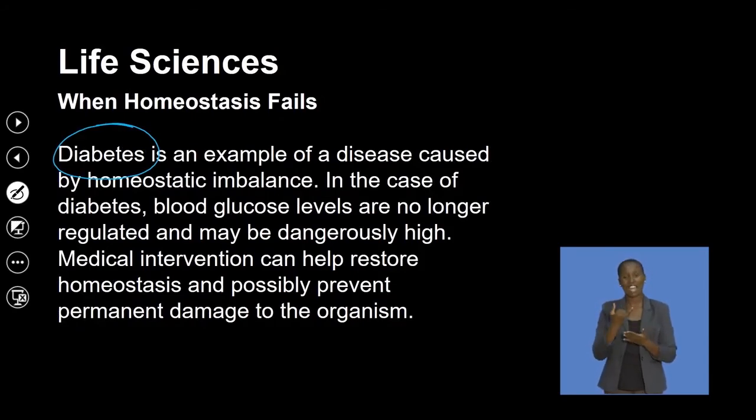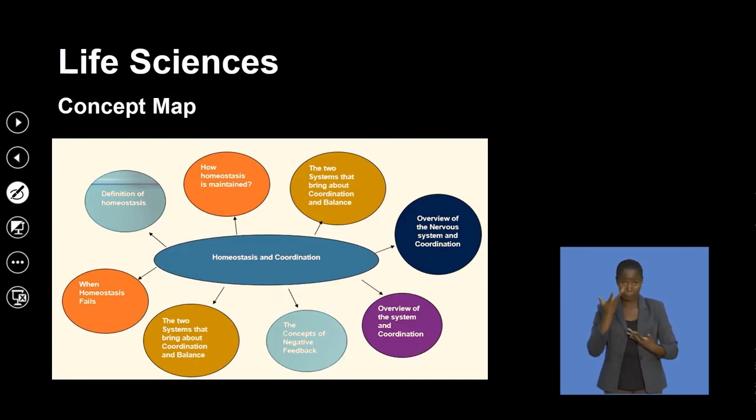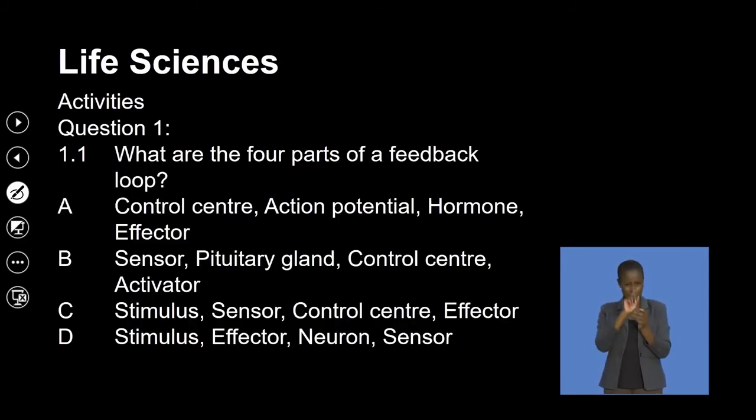Okay? Let's look at some questions where we can apply these concepts that we've just understood. The first question: what are the 4 parts of a feedback loop? And this was the first slide that we discussed. I'm going to read through these options, and I invite you to work through these with me as we look at these various options.